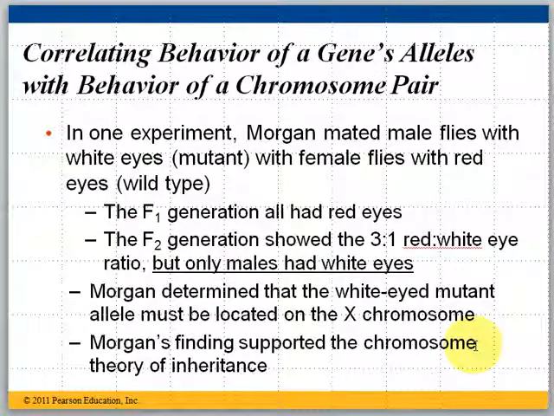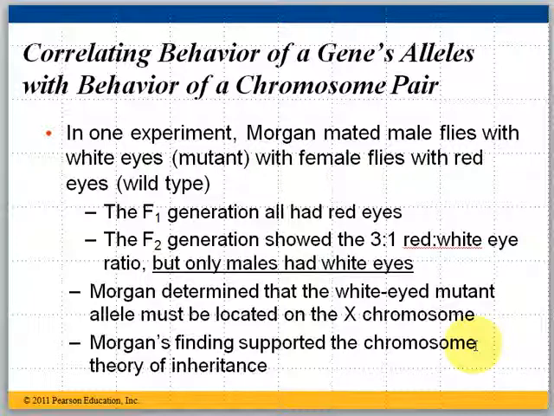Here's one of the experiments that Morgan became famous for. In one experiment, Morgan took his male mutant fly, the one with the white eyes, and bred it with a female with red eyes, which would be the normal wild type. The first generation, the F1 generation, had all red eyes, which you would expect. You would expect the red to be dominant and the white to be recessive. That didn't surprise anybody, or Morgan.